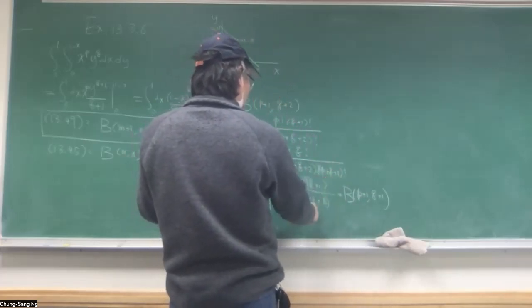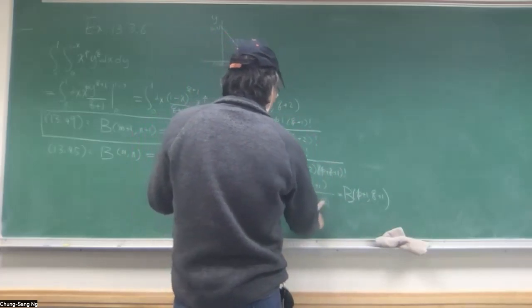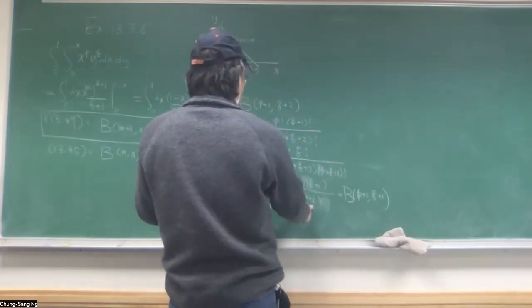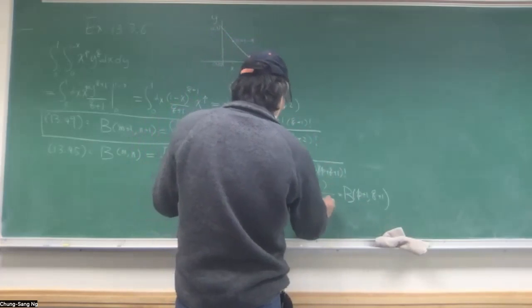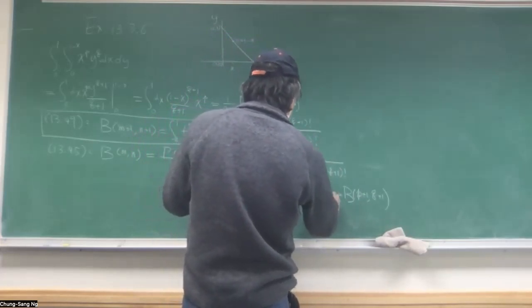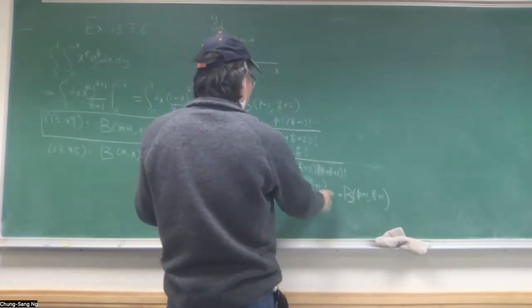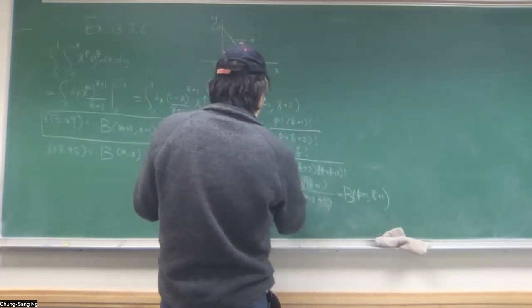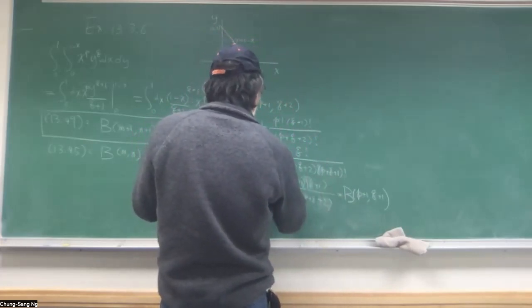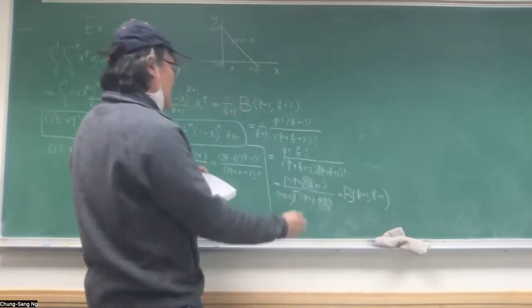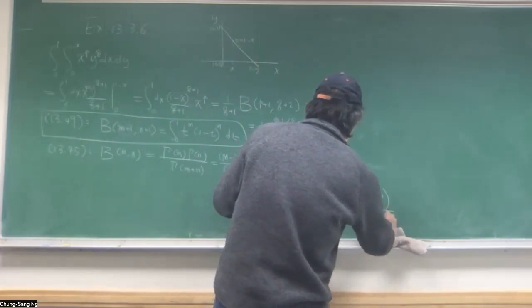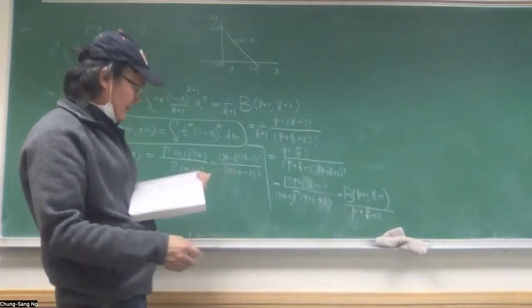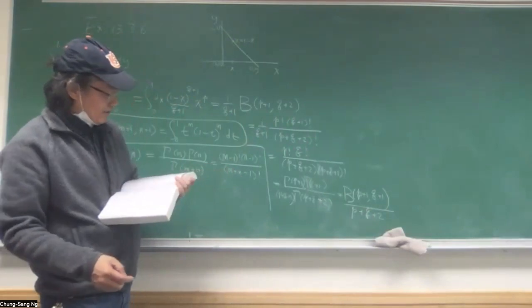And so this becomes gamma p plus q. This is this one, right? No, plus 2. Plus 2, so you need to increase by 1, plus 2. This is this one. And then you multiply by another factor, plus q plus 2 here. And this is this divided by p plus q plus 2. Okay, so that's the second equation in the question.